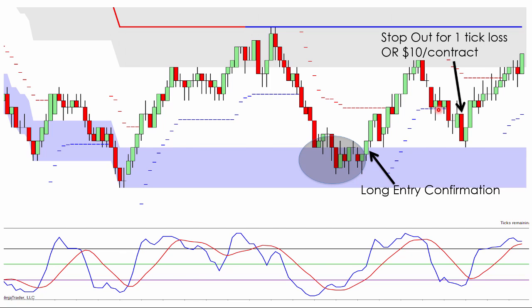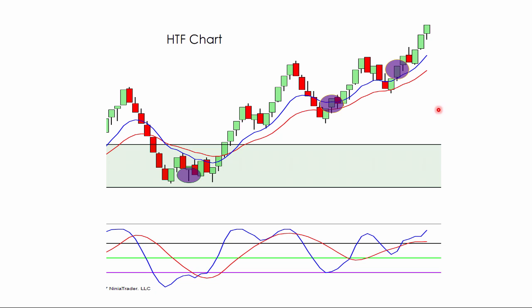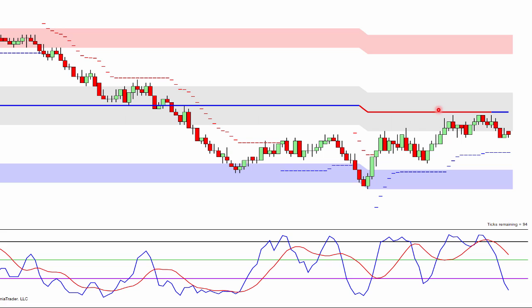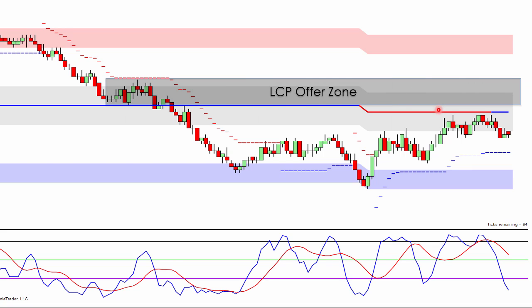Okay, gang, now let's take a look at the next signal. So let's go back to our high time frame chart and let's review trade number 2. But first, let's review the rules. Remember, if the trading time frame has an offer zone or takes out the bid zone, then wait for a specific price pattern. Here's our trading time frame. We have an offer zone. I want to bring your attention to this area right here. Here's our money pattern.